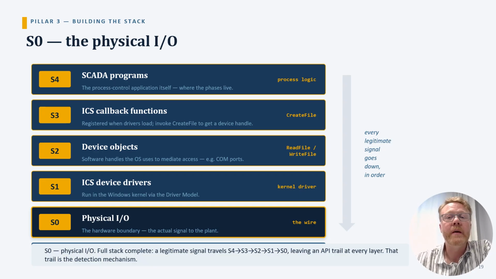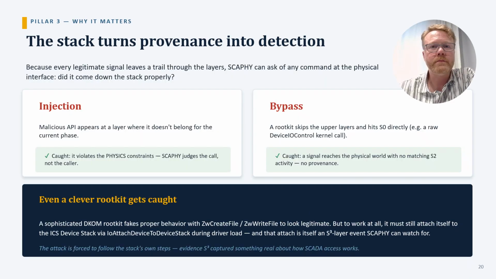Traceable is the key word because it's the whole detection trick, and it's in the next slide. This is where Pillar 3 stops being a taxonomy. The stack isn't just a description of how SCADA works, it's a detection mechanism. The key concept here is provenance. Every legitimate signal leaves a traceable trail down the layers, so any command at the bottom can be asked: did you come down the stack properly, or did you appear from nowhere? This is the payoff for building the stack.